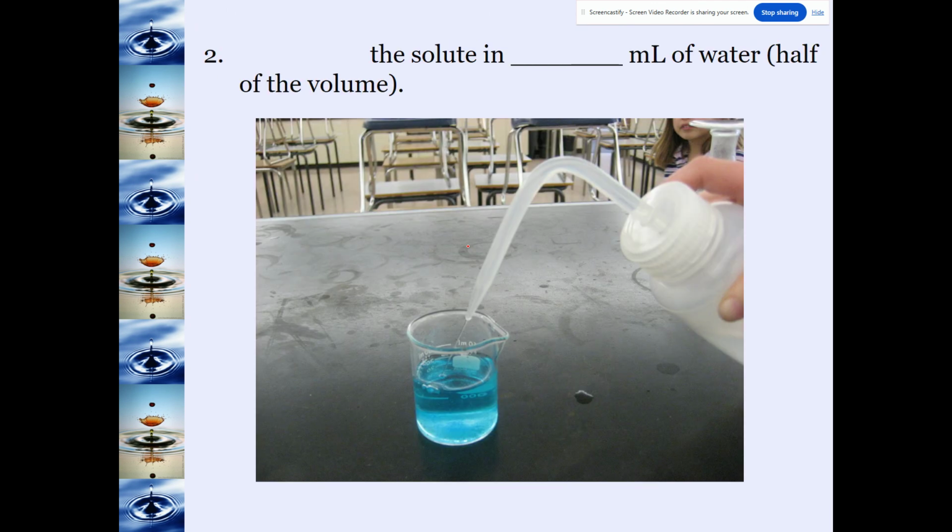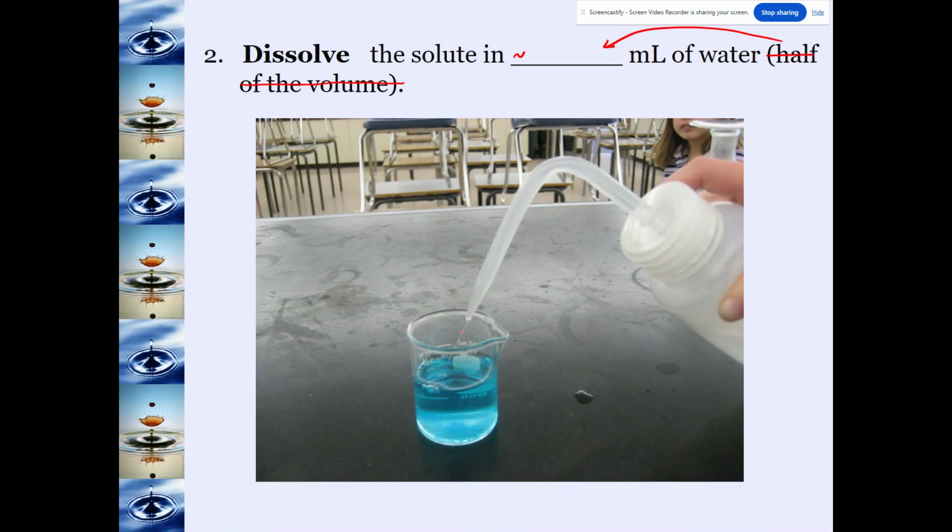Step 2 is to dissolve the solute in half the final volume of water, approximately. This is essentially what you're doing, you're making a pre-solution. You're dissolving it so that you can transfer it into something that much more accurately measures volumes. Beakers are only approximate volumes. They don't measure very accurately.